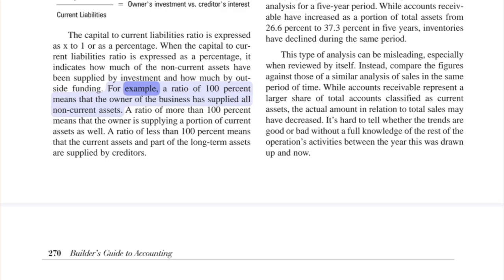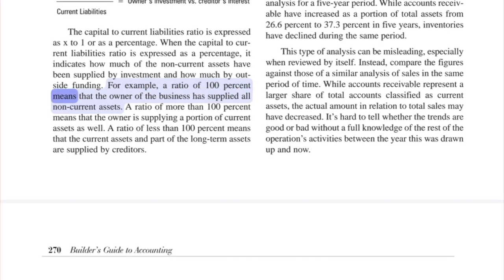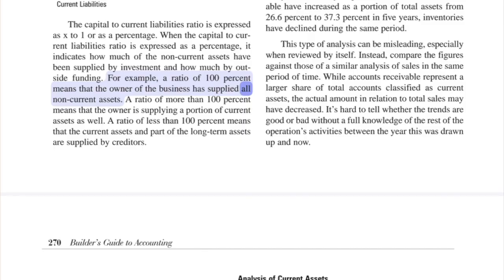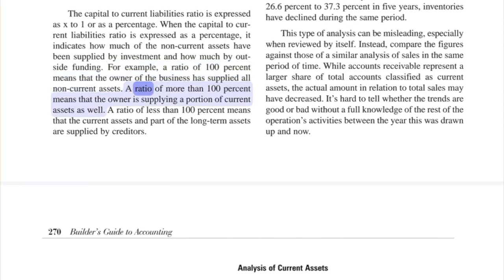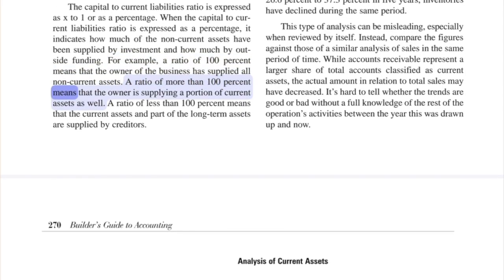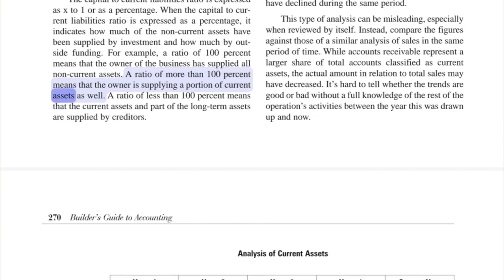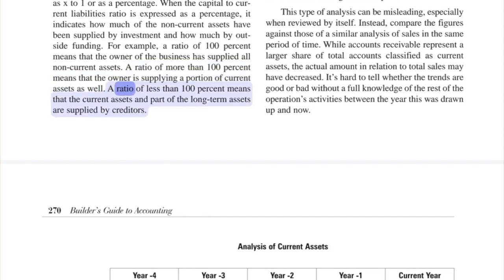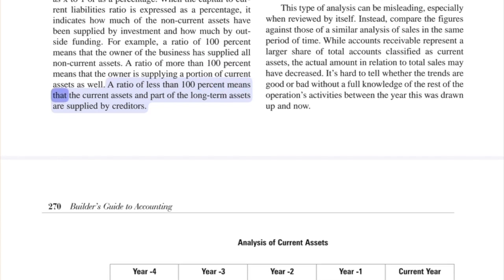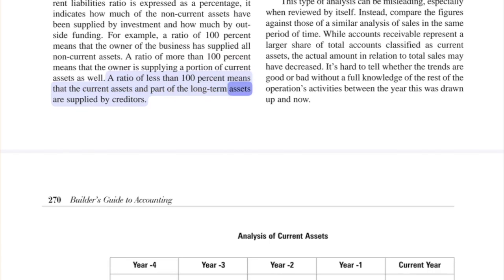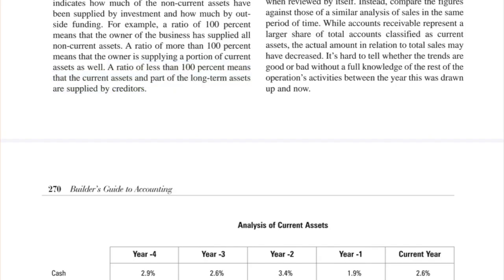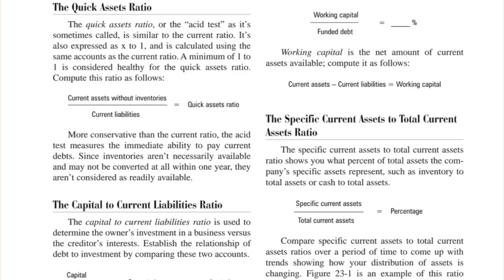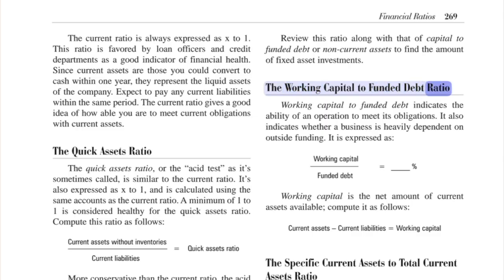For example, a ratio of 100% means that the owner of the business has supplied all non-current assets. A ratio of more than 100% means that the owner is supplying a portion of current assets as well. A ratio of less than 100% means that the current assets and part of the long-term assets are supplied by creditors. Review this ratio along with that of capital to funded debt or non-current assets to find the amount of fixed asset investments. The working capital to funded debt ratio.